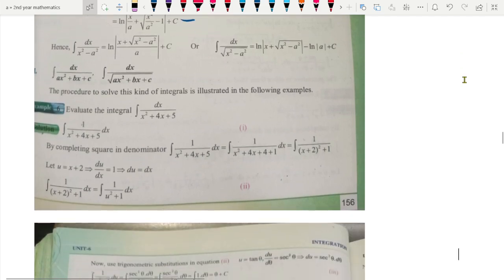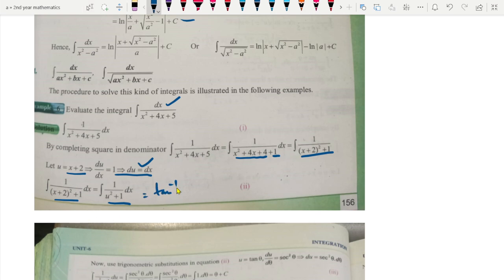Now when we have a situation like these, ax square plus bx plus c, the way to proceed with this kind of integral is stated in the following example. When you have this type of situation, what should you do? We make this one equal to this one. So let q is equal to this one, and putting the values, the integral of this one is equal to, we know that the integral of this one is tan inverse of u plus c.